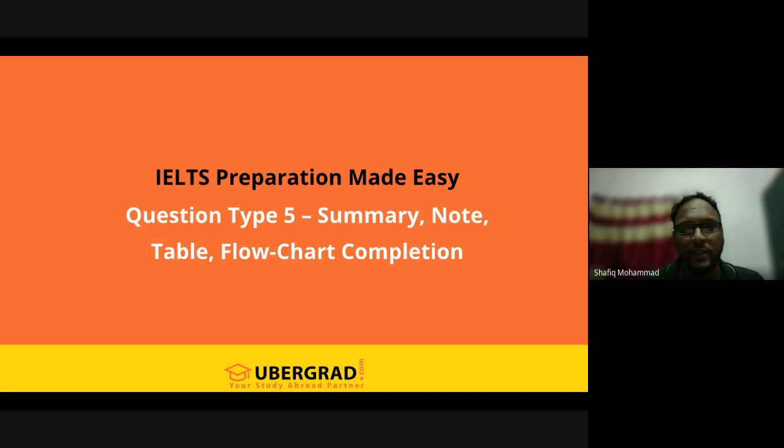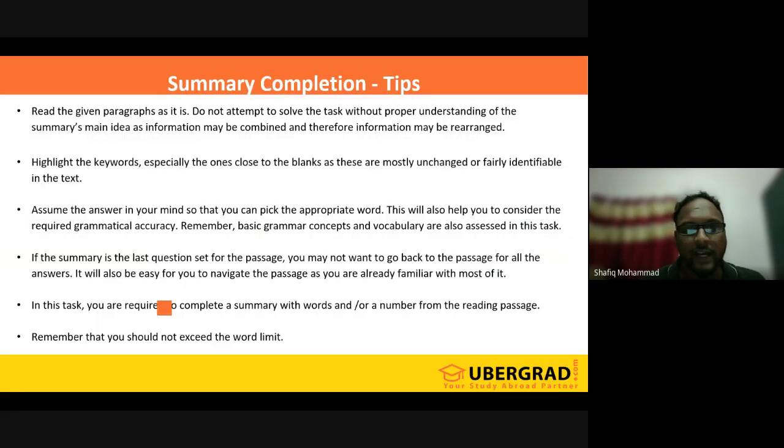It's a very nice one. Here are some tips you can follow. These are very general tips. Here also you can highlight the keywords. Read the paragraph, assume the answer in your mind, and then go to it. And if the summary is the last question set of the passage, you may not want to go back to the passage and answer.